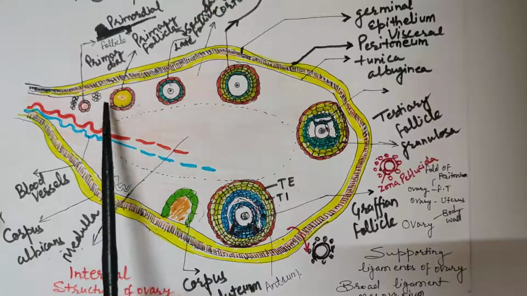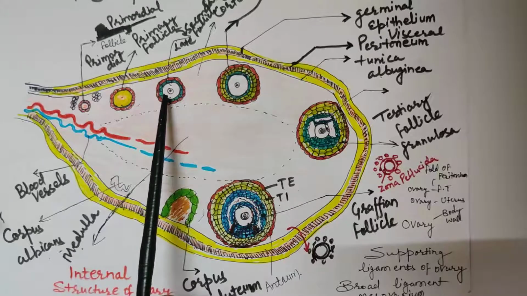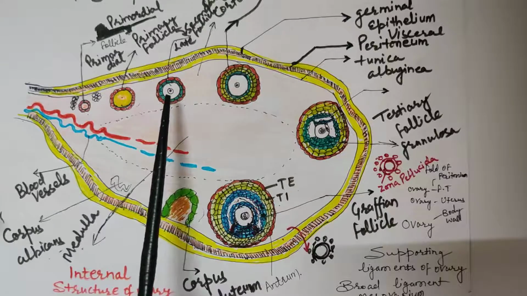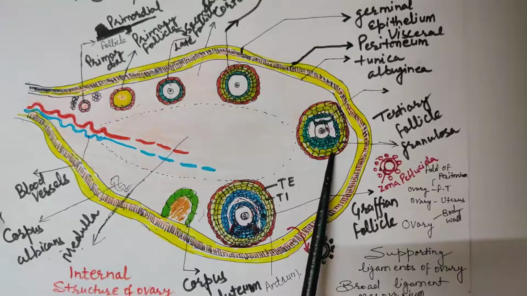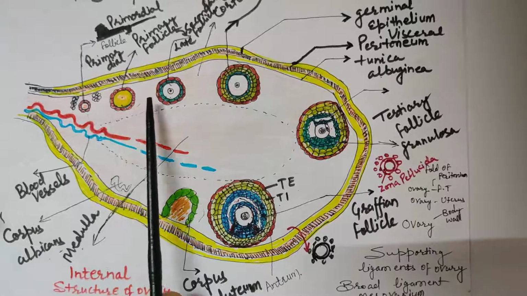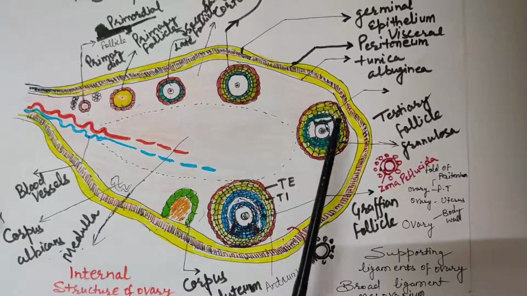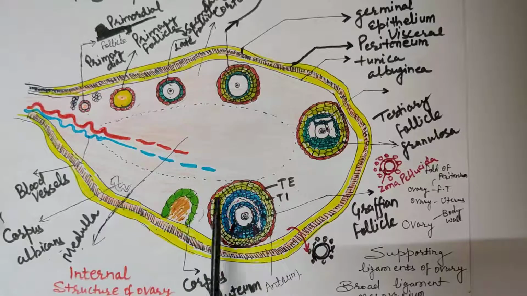Now we call it primary follicle. Then again there is an increase in its size. Now it becomes late primary follicle. This stage is called secondary follicle. This stage is called tertiary follicle, and this last stage is called Graafian follicle. We will discuss all of these, the names of these layers and of these structures. Okay, we are going to discuss all the things.